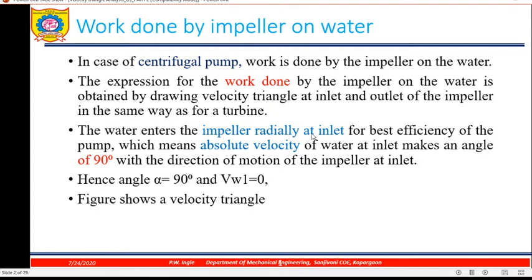Now the water enters the impeller radially at inlet. That's why VW1 is 0 and alpha angle is 90. This is very important. VW1 is 0 and alpha is 90. If it is a radial outlet, then beta is 90. So here, radial inlet, so alpha is 90. For the best efficiency of the pump, the absolute velocity of water at inlet makes an angle of 90 degree with the direction of motion of the impeller at inlet. Therefore, angle alpha is 90 and VW1 is 0.